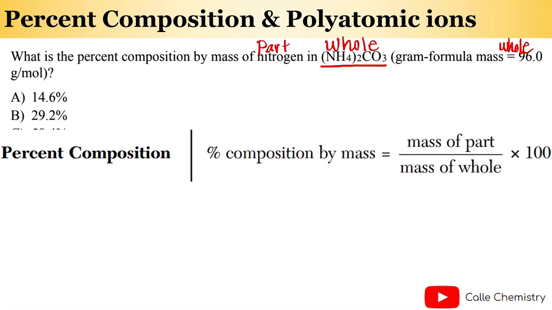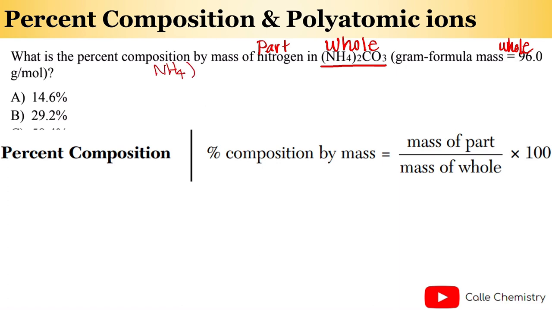So looking at the formula, all you have to do is figure out the mass of the part. Now, since they're asking for nitrogen, I'm going to look at this formula and count how many nitrogens I have. So I have here NH4 in parentheses with a subscript of 2 outside, and then continuing CO3. So this is what I see.